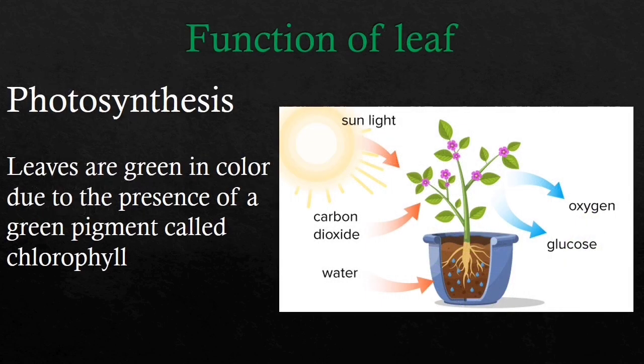Function of leaf. Leaves are green in color due to the presence of a green pigment called chlorophyll. Chlorophyll is very important for the process of photosynthesis. Leaves make food in the presence of sunlight with the help of water from the soil and carbon dioxide from the air. The extra glucose is converted to starch and is stored for further use in various parts of plants like fruits, roots, stems or leaves.